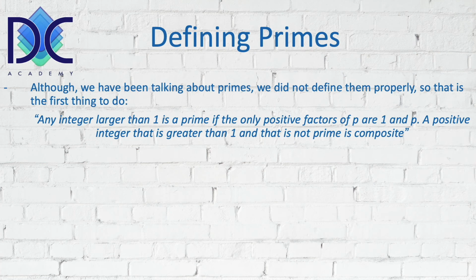1 is not a prime number, but 2 is a prime number, because there are two factors that divide 2: 1 and 2 itself. So basically, that's the definition of a prime number.